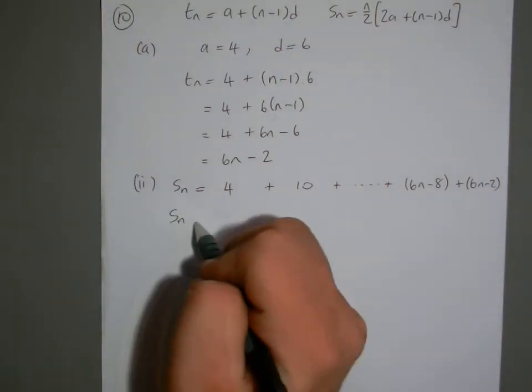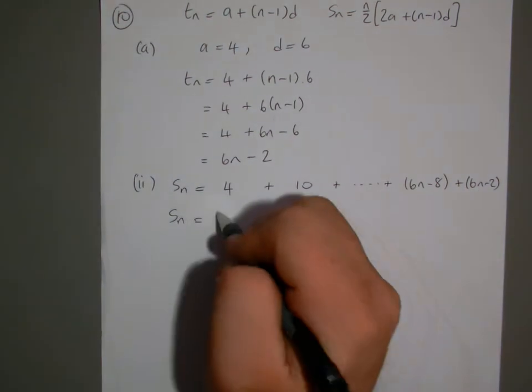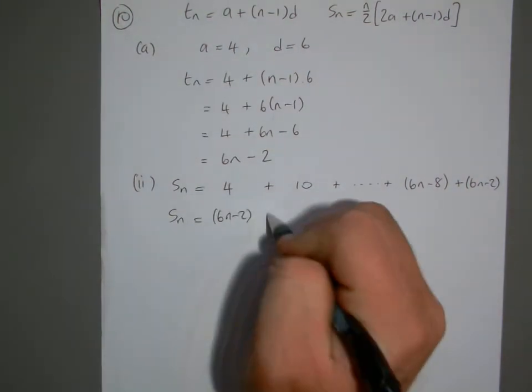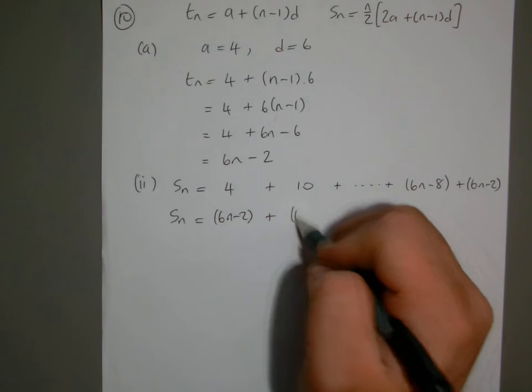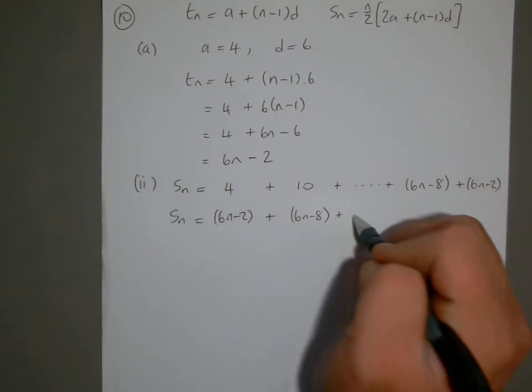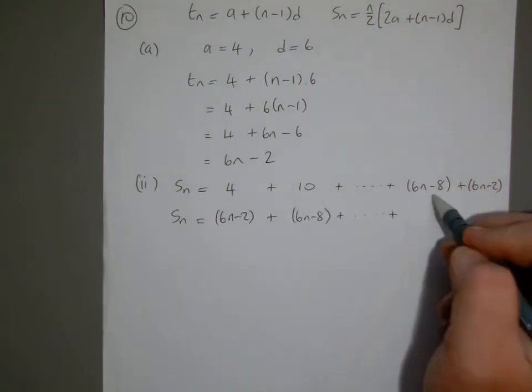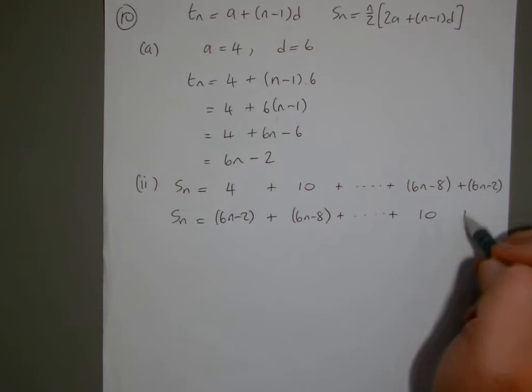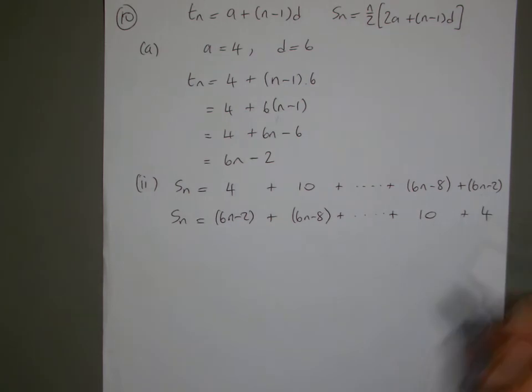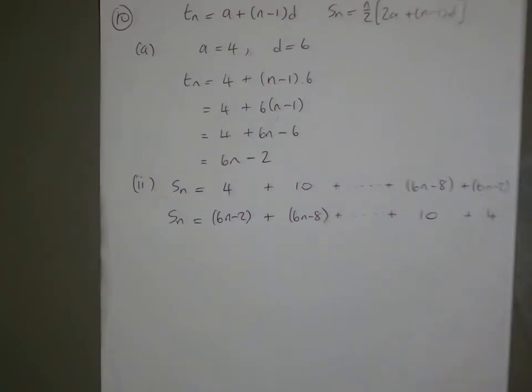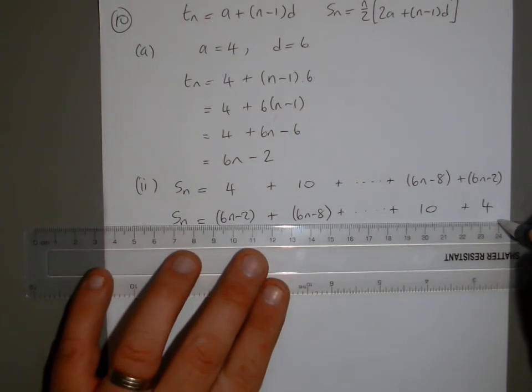So what you do then is you reverse the order, if you remember. So you write Sn, but you reverse the order. You put the last one first, 6n minus 2. Then you put the last but one as the second. Then dot dot dot. Then you put the second term, which is 10, and then you put the first term here, which is 4. So you reverse the order, and if you remember, you add them together.